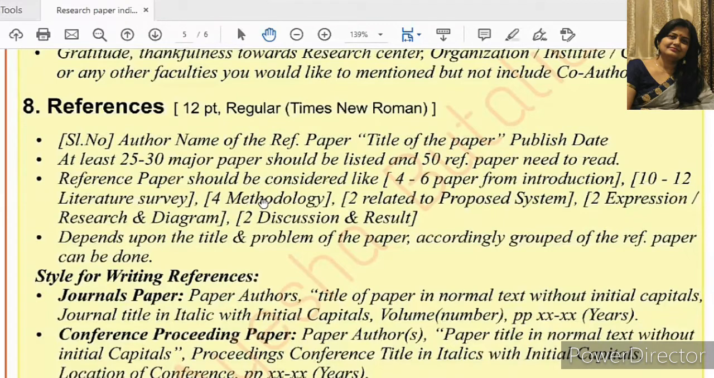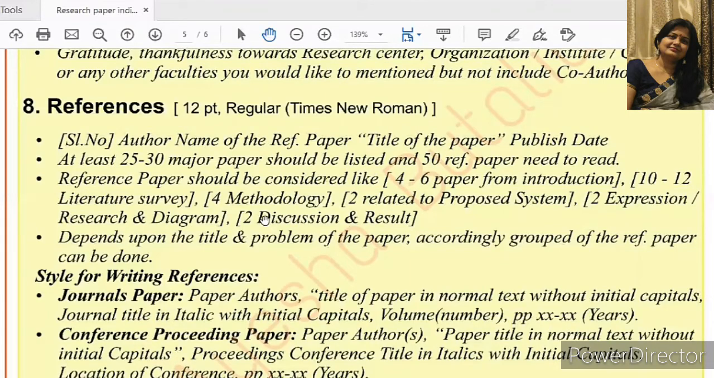Next you can collect methodologies, 4 papers related to that. Maybe 2 papers related to the proposed system, then 2 papers related to the expression or the research and the diagrams, which may help you jot down your architectural work. Then 2 papers for discussion and results, because sometimes you need to understand what tools to use for testing and experimentation. You can see what people have used for testing purposes. If you summarize this, it will approximately come to 25 to 30 papers.